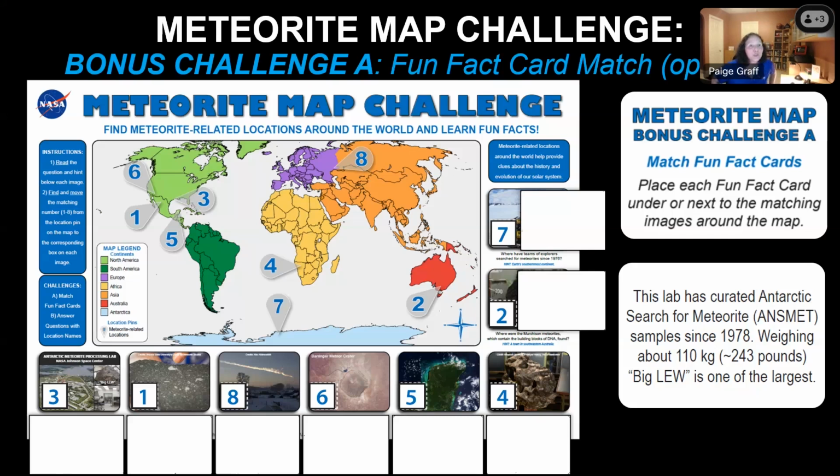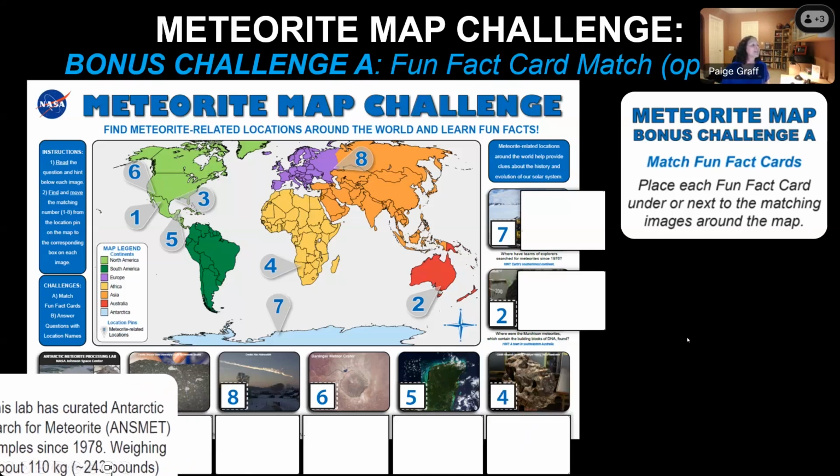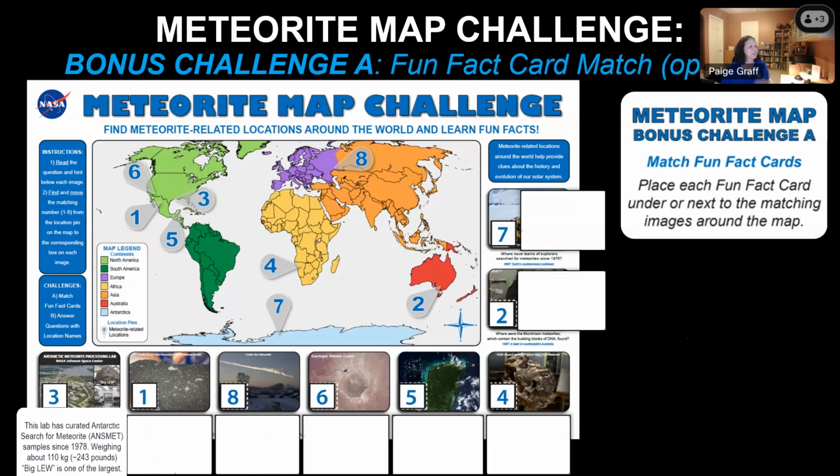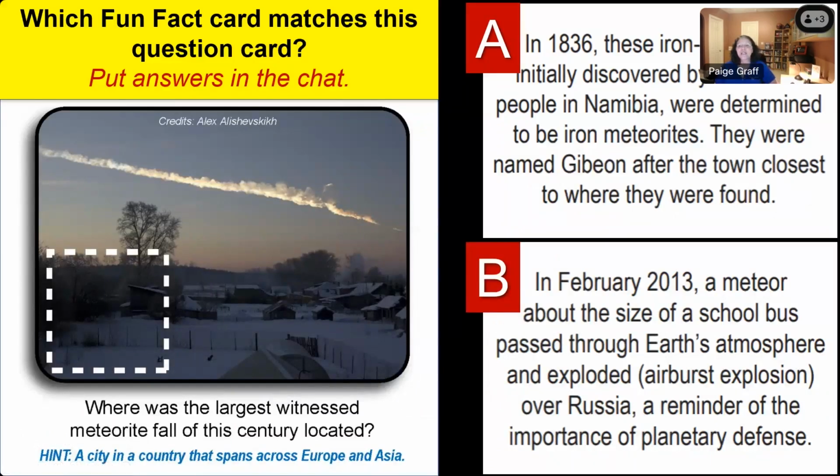So in this bonus challenge A, it's all about placing each fun fact card under or next to the map images or the matching images around the map. So in this case, this lab curated Antarctic search for meteorite samples since 1978, and so on. So I'm like, oh, yeah, that's that lab at the NASA Johnson Space Center. I'll put my card there. And so this becomes a fun way to learn some fun facts. So let's test your knowledge and get you to learn some fun facts.